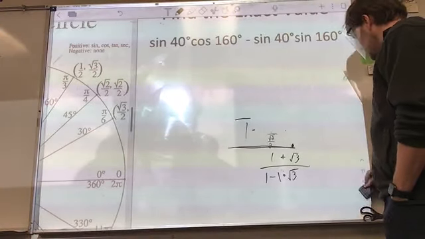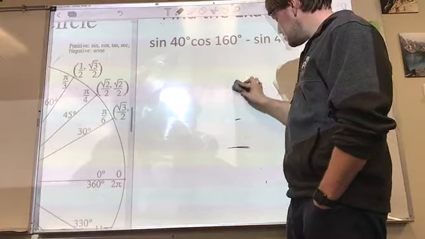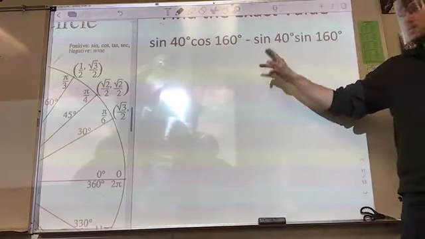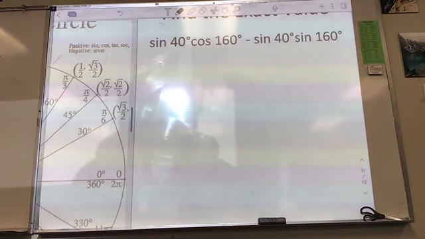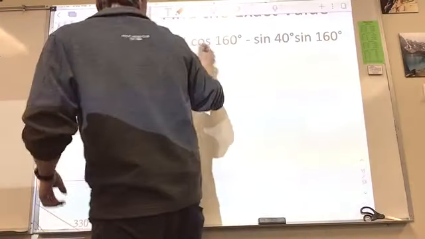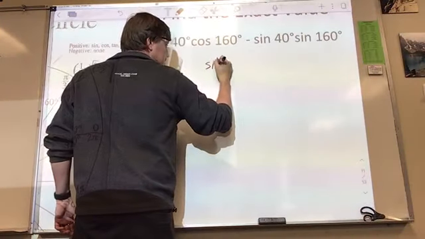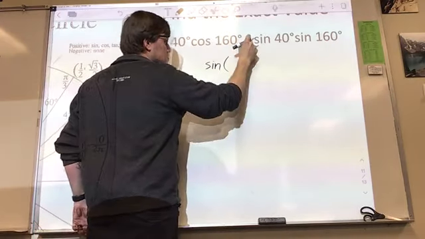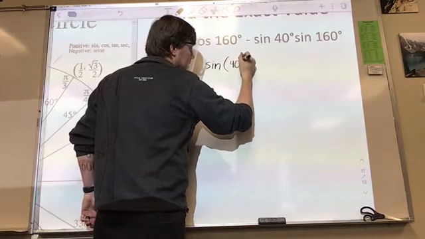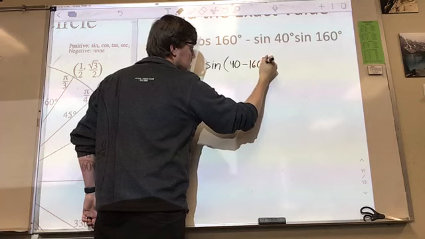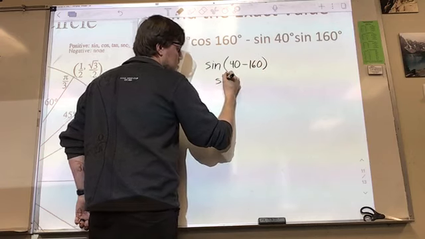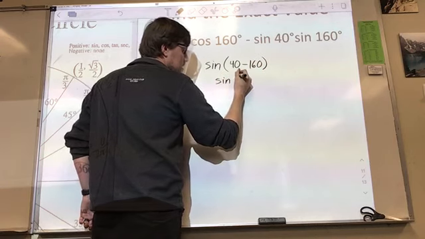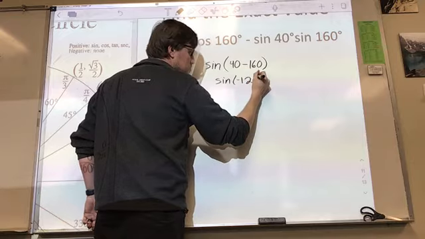And with sine, we use the same sign. So are we going to add or subtract our angles? Okay? Sine starts with sine. Cosine starts with cosine. So this is sine. Sine is the same sign, so we're going to take these two and we're going to subtract them. So 40 minus 160. So sine of negative 120.